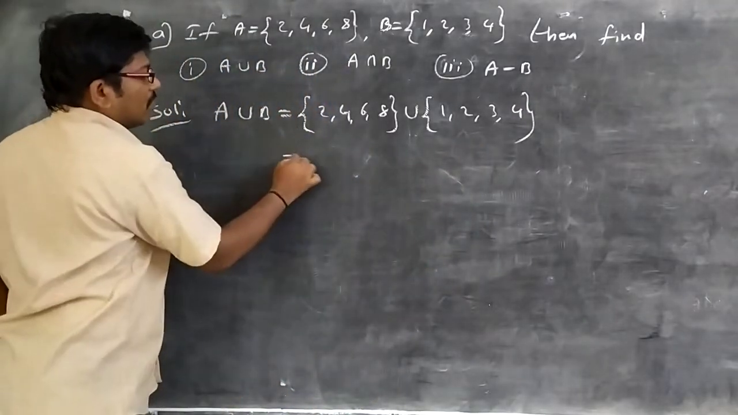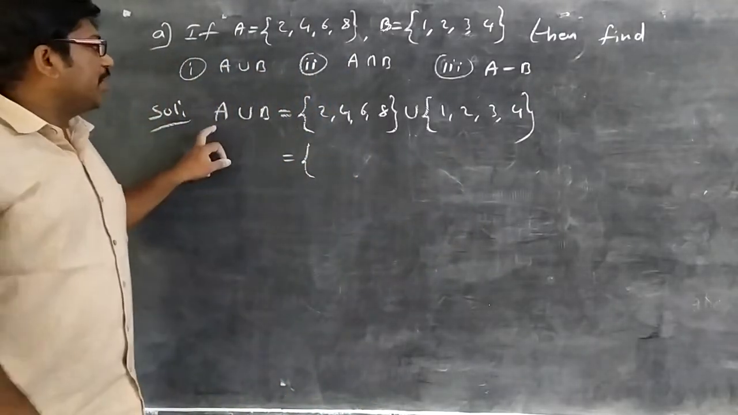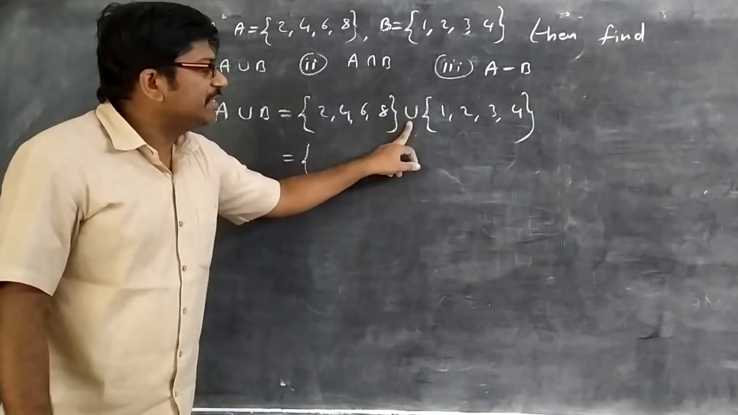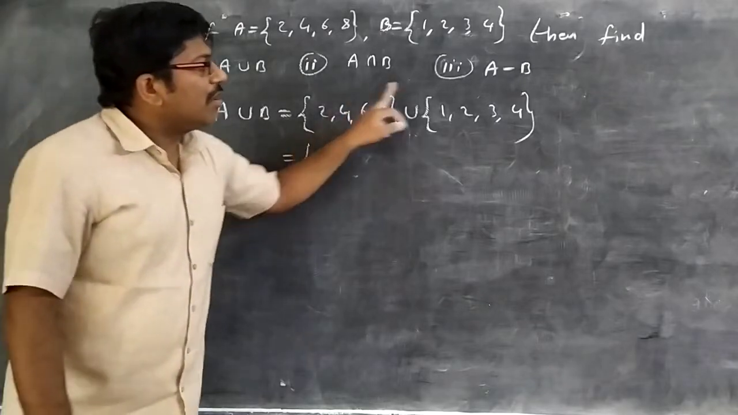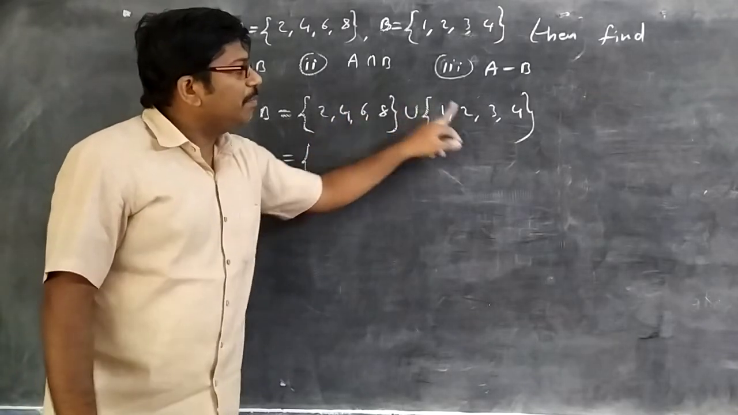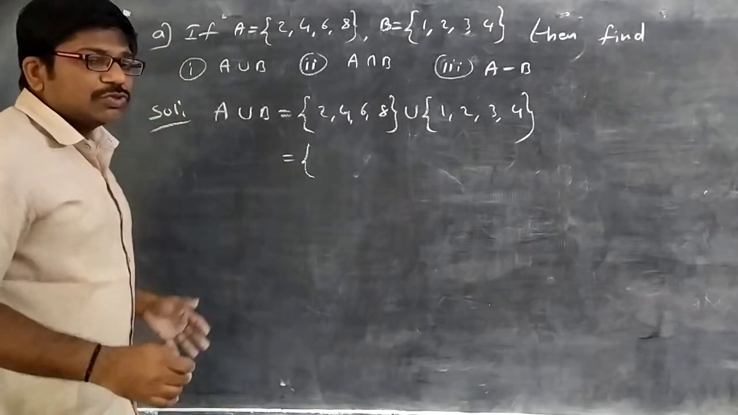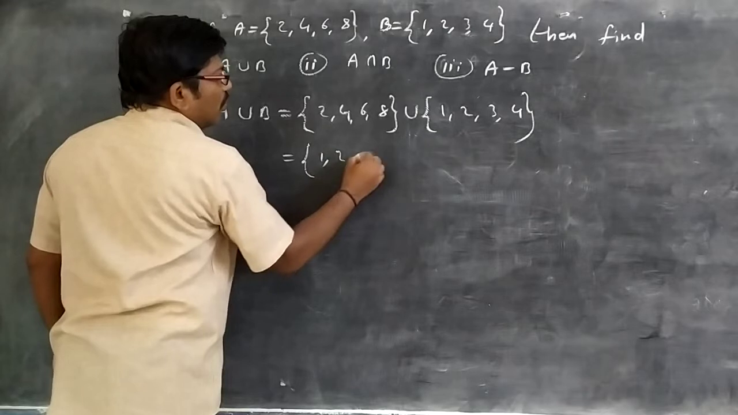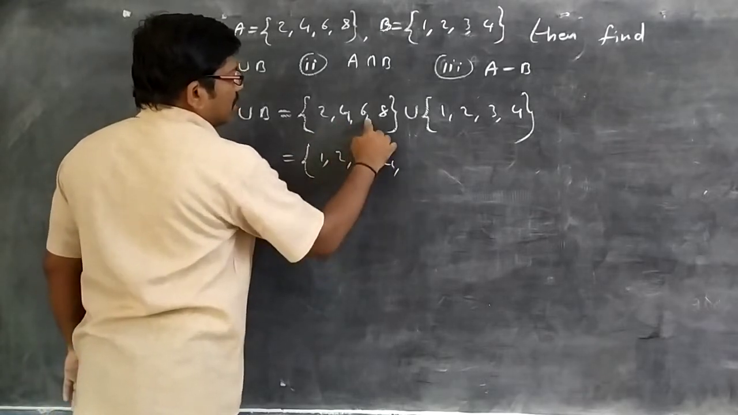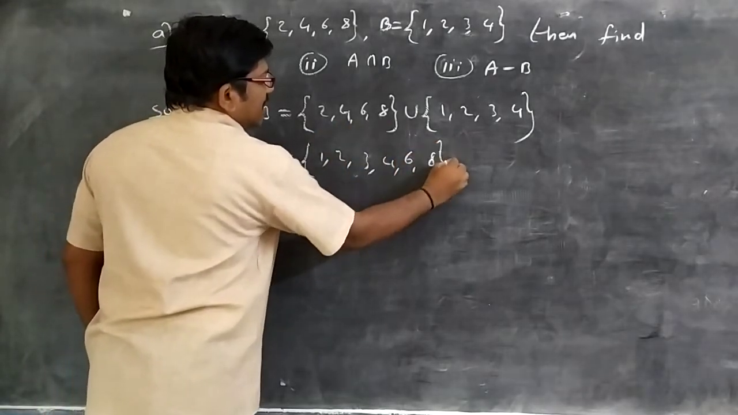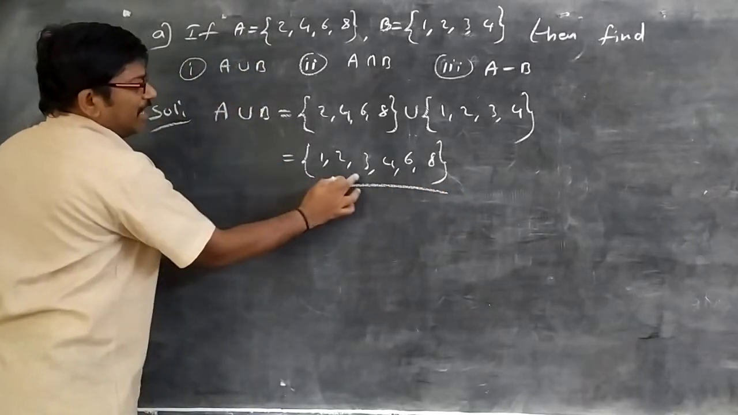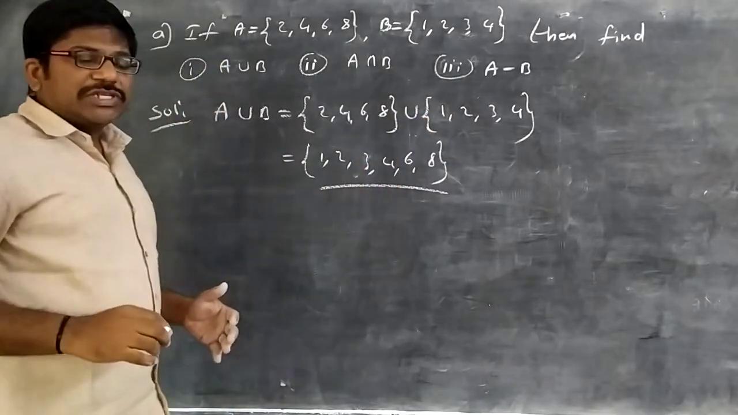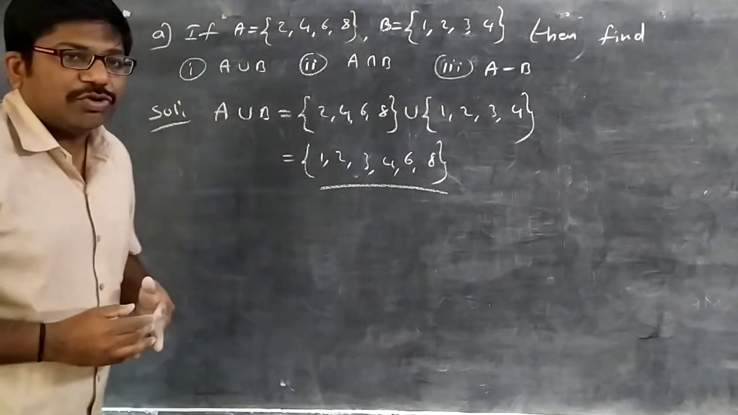Now we have to find the union of A, B. We know very well the symbol is union. Union means we write all the elements either in A or in B or in both. Union means you have to club all the elements: 1, 2, 3, 4, 6, 8. This is the set containing elements which are in A or in B or in both. That is A union B.